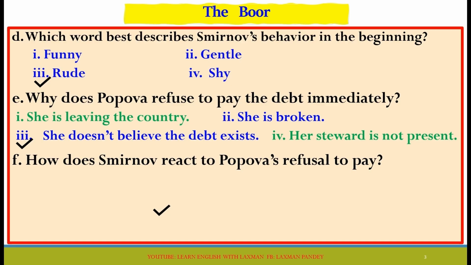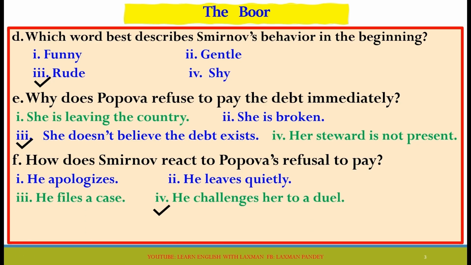How does Smirnov react to Popova's refusal to pay? He apologizes. He leaves quietly. He files a case. He challenges her to a duel. Correct answer. He challenges her to a duel.